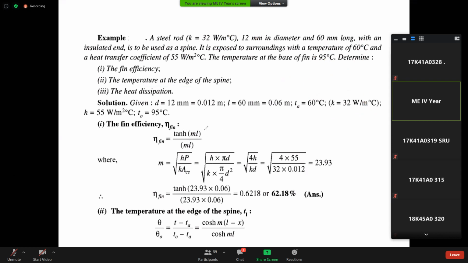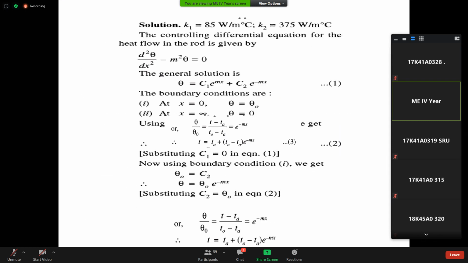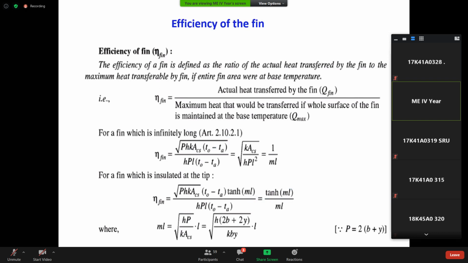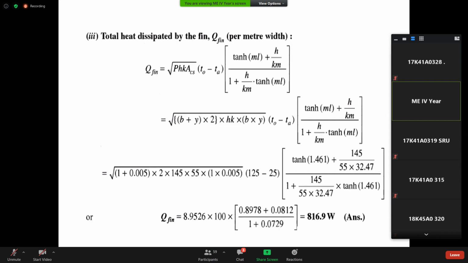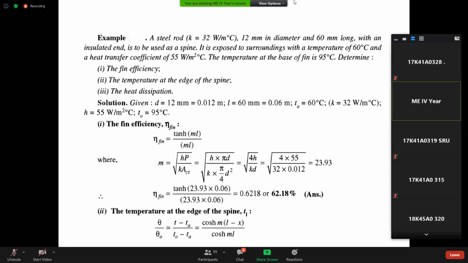Fin efficiency, as I said, is actual Q fin divided by Q maximum. If it is insulated at the tip, I discussed it, I'll go back. See here. For this second case, this is the final obtained equation for the insulated tip, right? That same equation I used here.